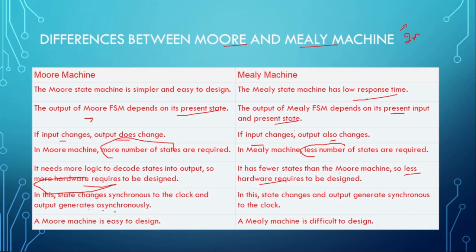Here the output is generated asynchronously, and in the Mealy machine, the state changes and output generation are synchronous to the clock. Finally, the Moore machine is easy to design, and the Mealy machine is difficult to design. These are the differences between the Moore and the Mealy models of synchronous sequential circuits.